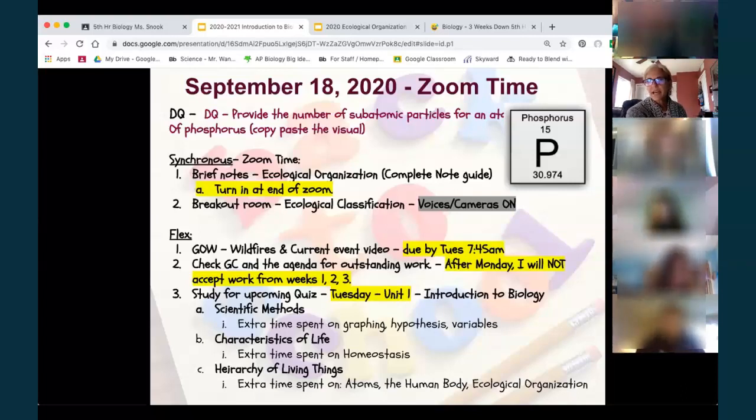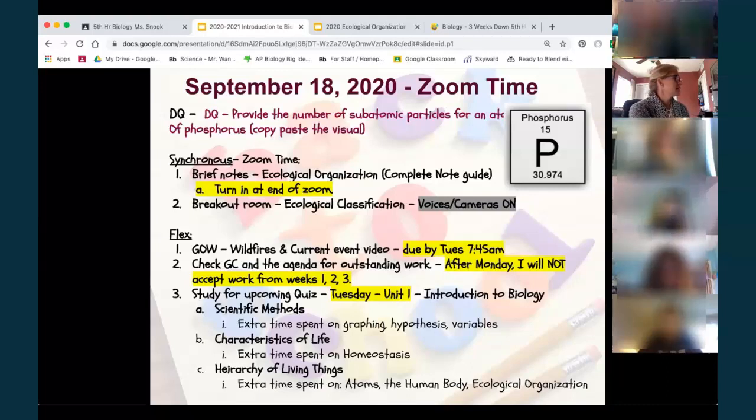So phosphorus has an atomic number of 15. So it has 15 protons. We said typically protons and electrons will be equal in order to cancel out the positive and negative charges. So it should have 15 electrons.